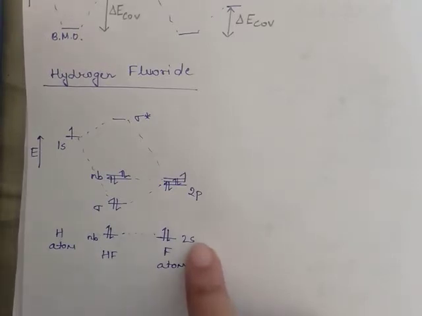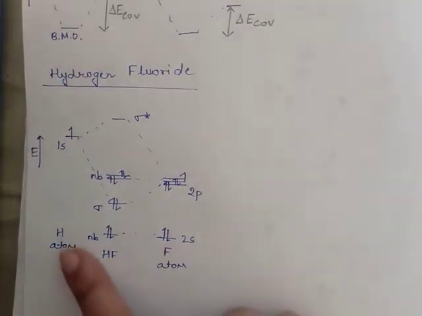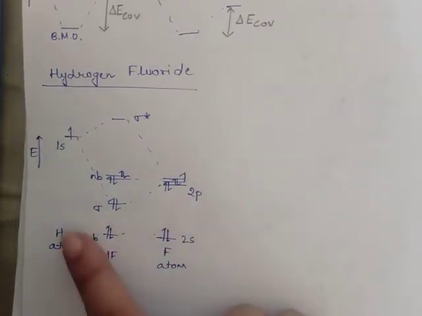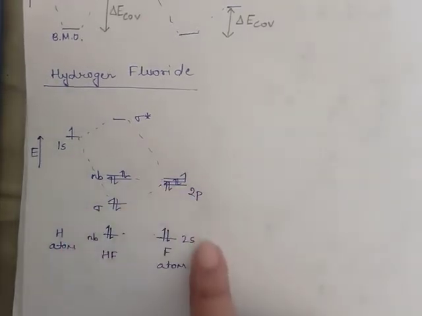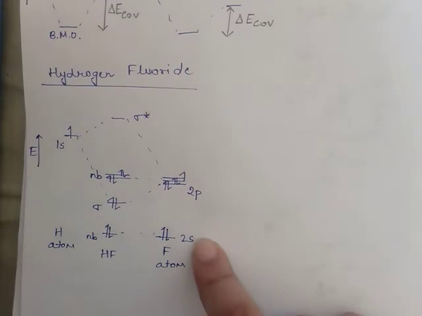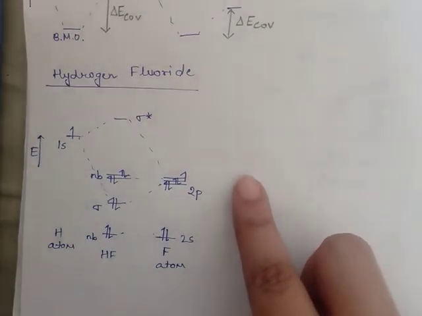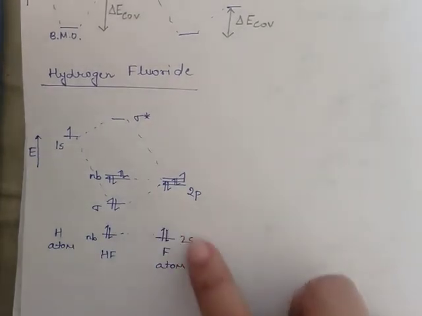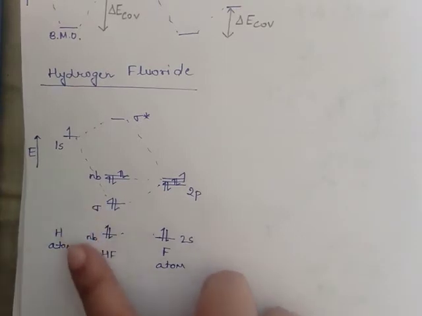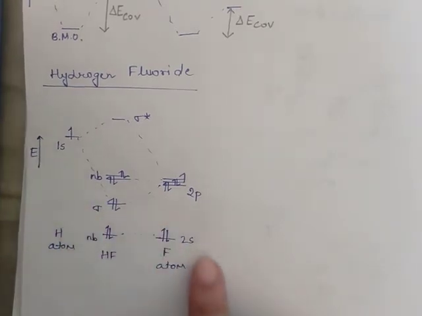2s electrons still cannot combine with any of the electrons from hydrogen because of the fact that there is no energy matching. If you remember correctly, for molecular orbitals to form, there need to be two factors matching. The first factor is energy match and the second is symmetry match. So in this case, there is no atomic orbital of hydrogen which is close enough in energy to the 2s atomic orbital of fluorine to cause overlap. So the 2s electrons remain as non-bonding electrons, which have been represented here.